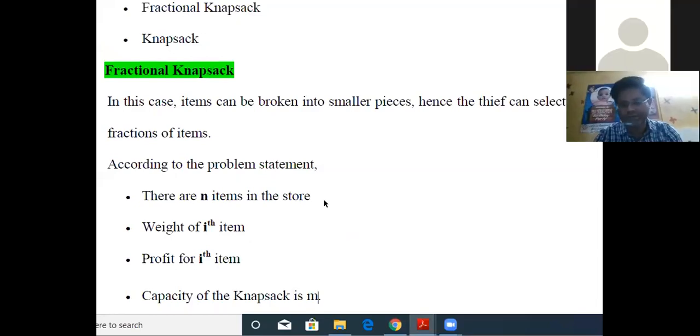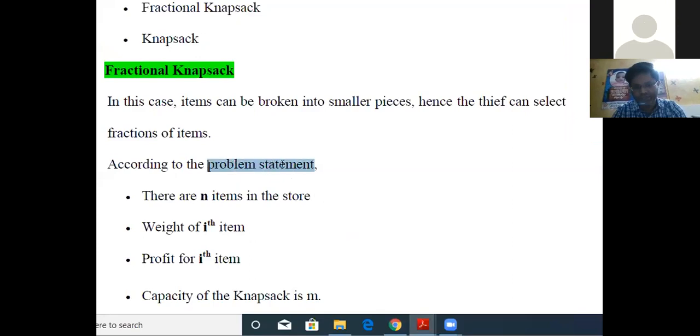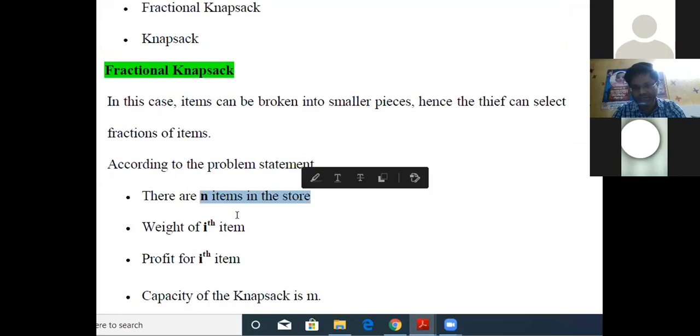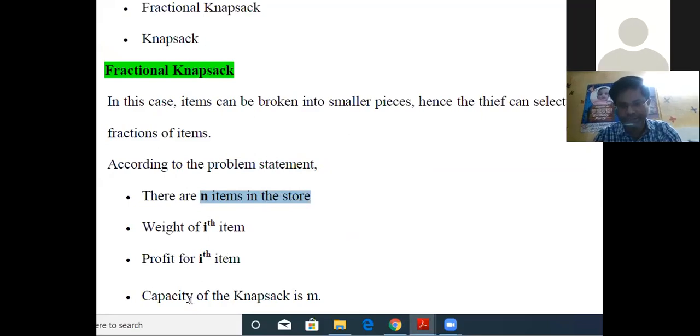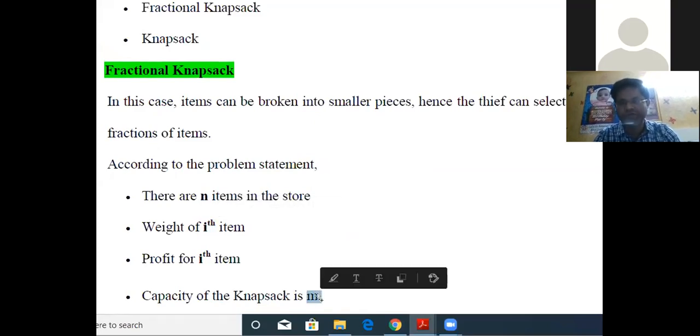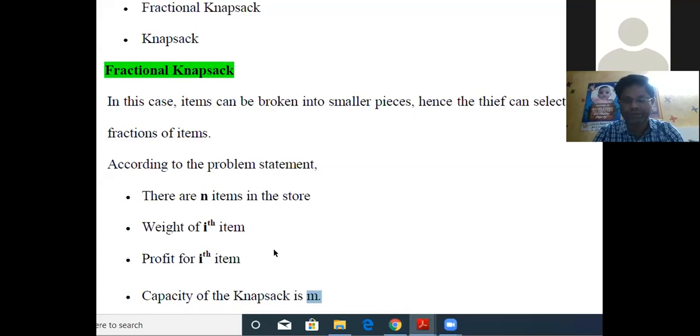What are the elements given in the problem statement? Let us see. There are n items given, the weight of every ith item is given, the profit of the ith item is given, and the capacity of the knapsack is given, that is M. Our objective is to maximize the profit, and since the knapsack limit is already defined as M, if the weight crosses the knapsack limit, then we have to drop that weight. So this is the basic of the knapsack problem. This is basically the problem statement.